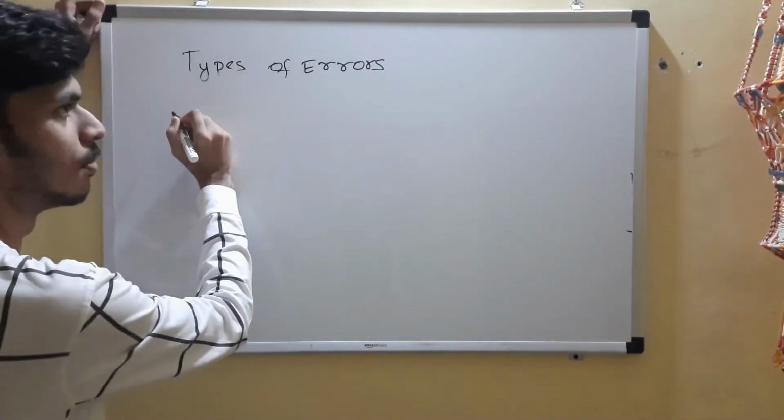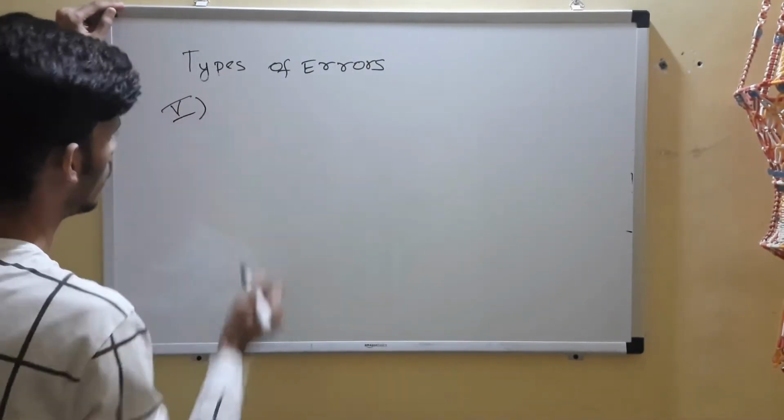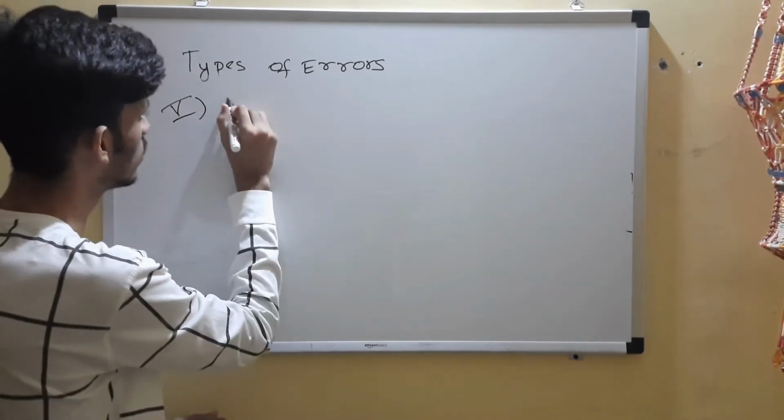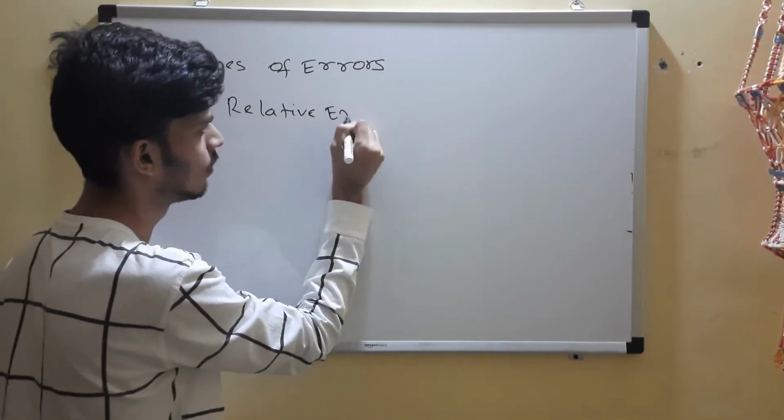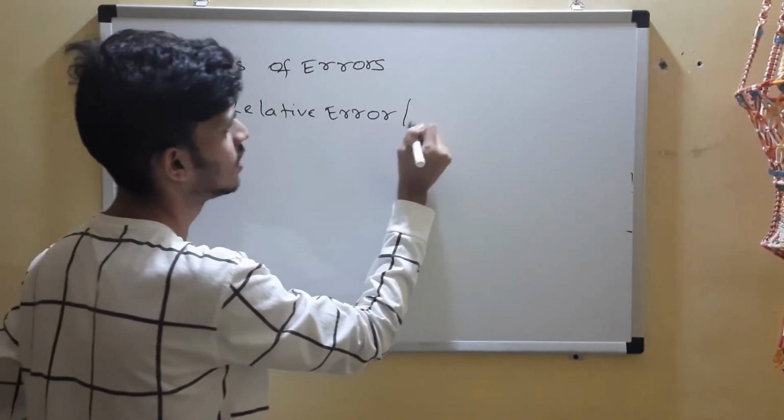So what was the number? I think it will be 5 now. Yeah, so let's go for relative errors, relative error, and one more which is dependent on it, which is percentage error.